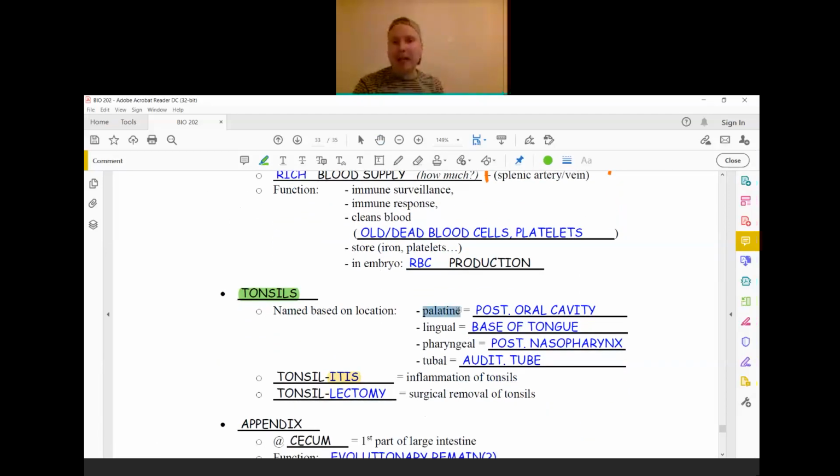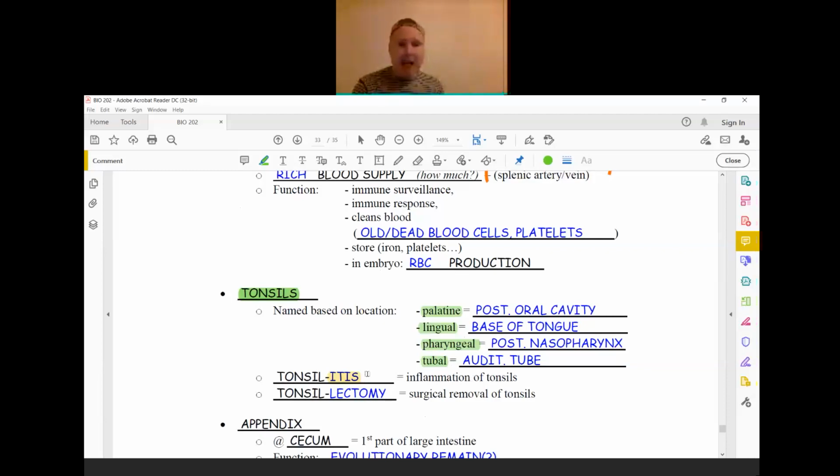Palatine tonsils are in the posterior oral cavity, so at the back of your mouth cavity. Lingual tonsils are at the base of the tongue. Pharyngeal tonsils are at the posterior nasopharynx. Those are the ones that we see easily. And tubal tonsils are where the auditory tube connects to the ear from the oral cavity.